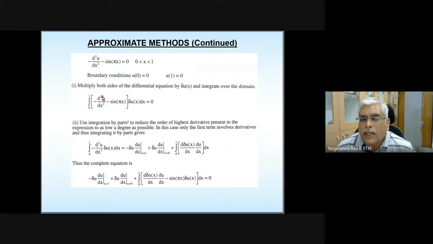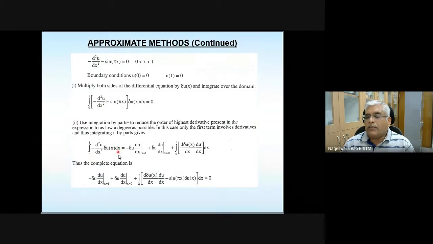Let's focus only on the first term. The second derivative of u is involved. I don't want to take 2 times derivative on u. And what is this first term going to become? It's going to become the integral from 0 to 1 of minus the second derivative of u with respect to x, multiplied by variation of u, dx. That is the first term. The first term is taken out and written here.